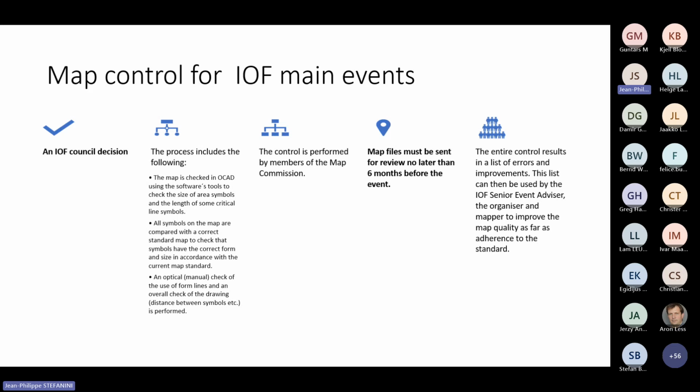Control is performed by members of the map commission, and within the map commission, we are not all professional mappers, but I think we know the map specification quite correctly to do that. And one important point is that the map files must be sent for review no later than 6 months before the event. I think this time is required to allow us to provide feedback and to then give enough time to the organizer to correct the maps.